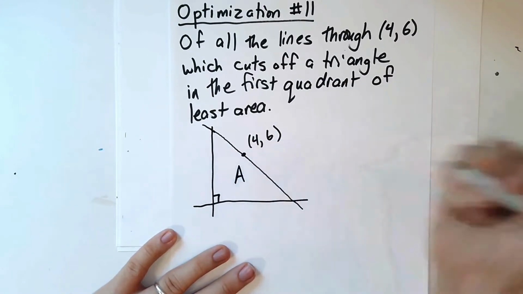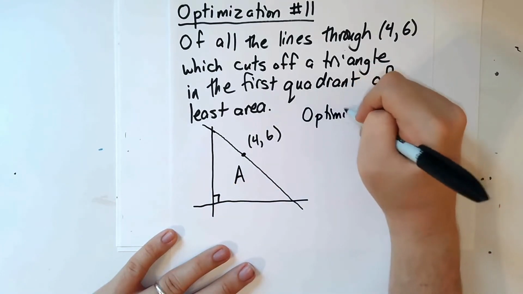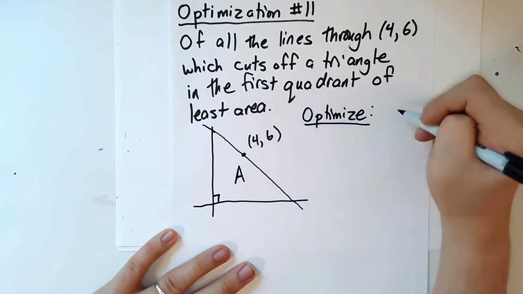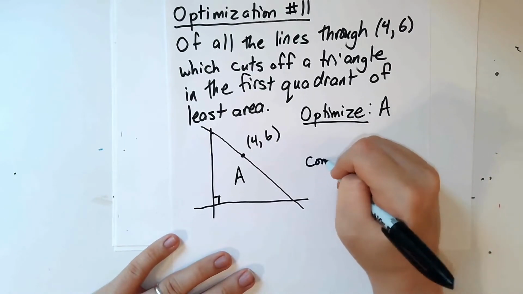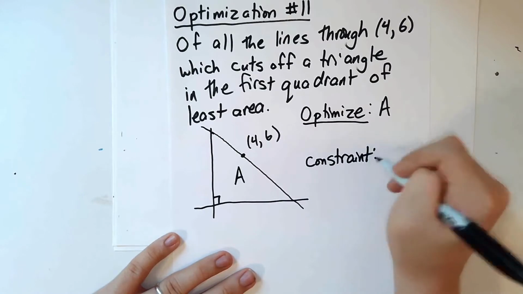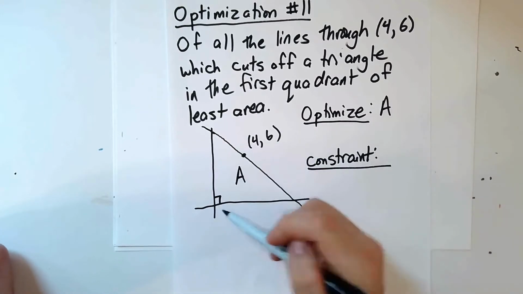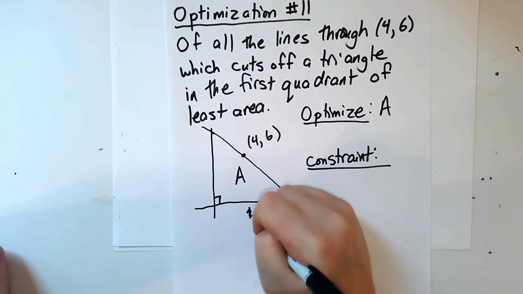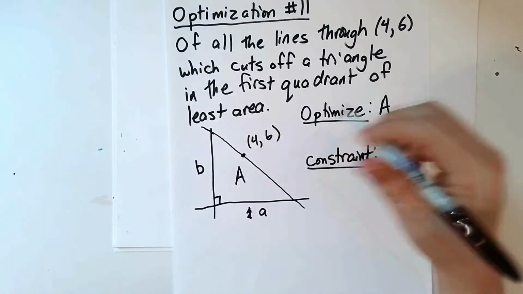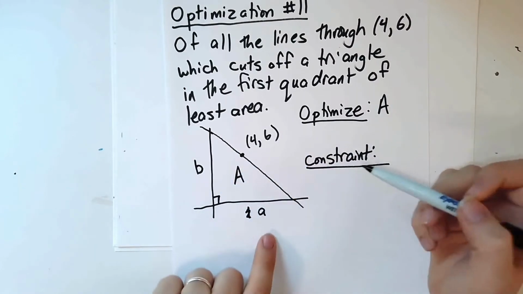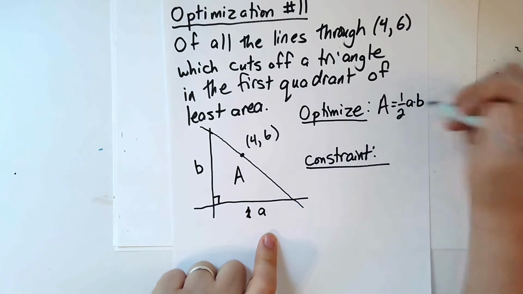So that is my area, the minimum of the area of this right triangle. That's the thing I'm trying to minimize. So optimize A, and I'll write down a formula for that in a second. But then my constraint is given by the fact that I'm choosing a line here, which is going to give me a restriction on, and I'm going to call this B and this A. So my constraint is going to be a relationship between A and B. Okay. Note, I'll just go ahead and write down here that A is 1/2 A times B.